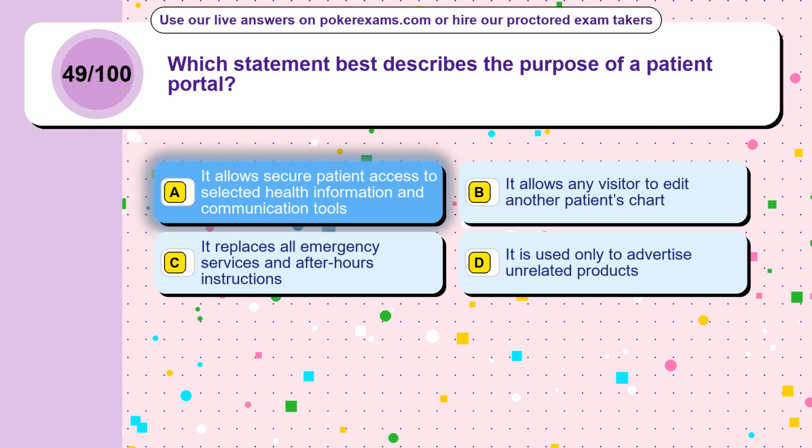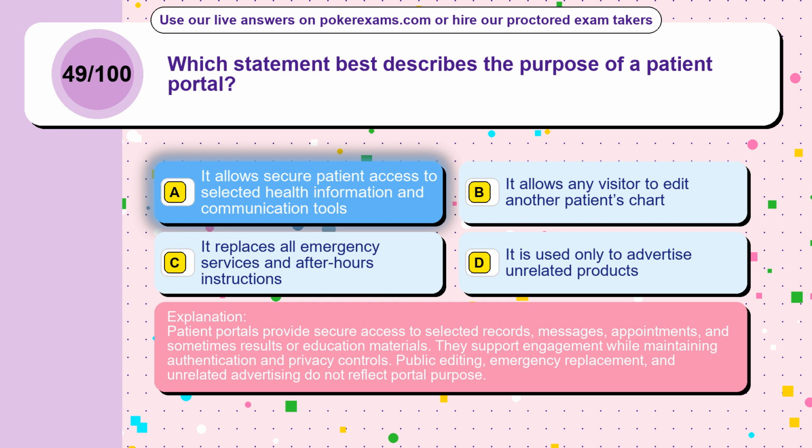The correct answer is option A. It allows secure patient access to selected health information and communication tools. Patient portals provide secure access to selected records, messages, appointments, and sometimes results or education materials. They support engagement while maintaining authentication and privacy controls. Public editing, emergency replacement, and unrelated advertising do not reflect portal purpose.